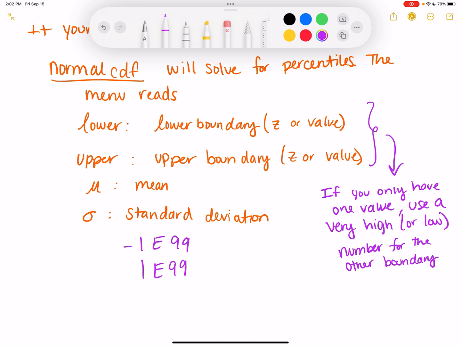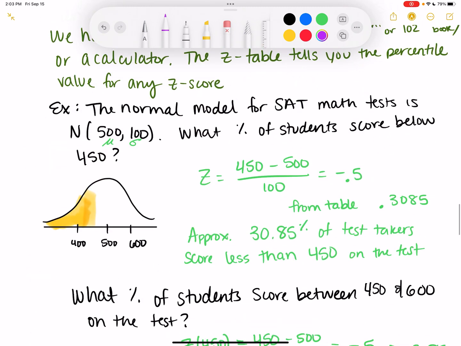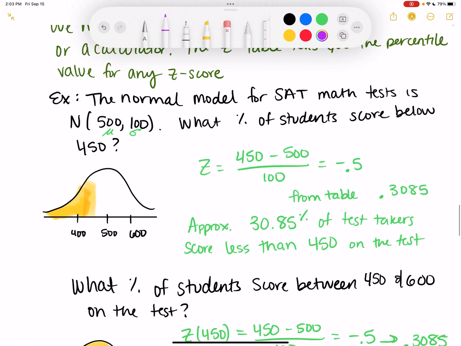So when I was doing the problem up to 450, the first one that we did, I would put in the -1E99. Upper, I'm going to put 450. Mean is 500. Standard deviation is 100. Wait, what was the lower? Lower is the -1E99. It didn't give us a lower in this one. It basically said the percent of students that score below 450. So 450 is going to be my upper.